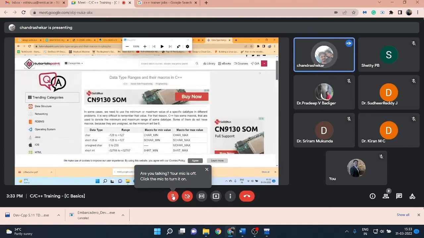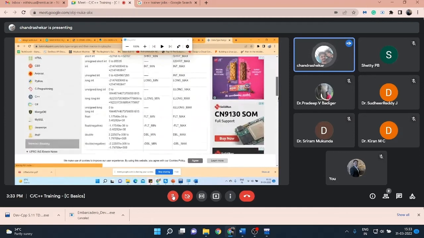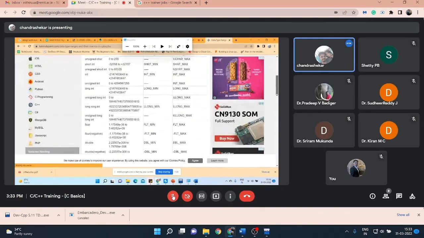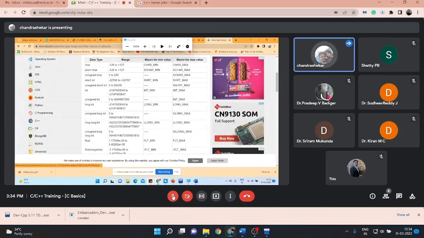Okay. So whenever you see any link, see the code there. I see, so they have given the ranges here. Character: minus 128 to plus 127. Short char: minus 128 to... They have different types. Don't worry about all the types. Whatever you need, just use them.